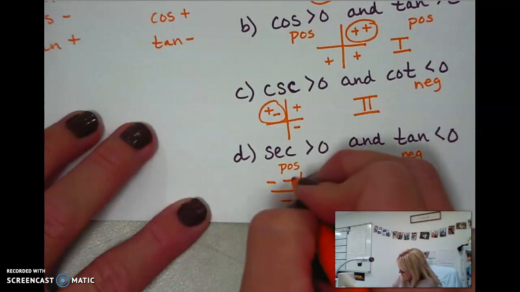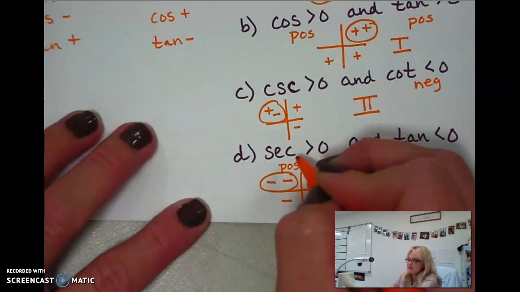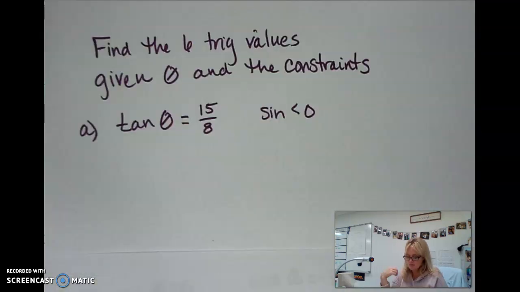And hopefully you ended up getting quadrant 2. The secant is the same as cosine, sine, and the tangent is already given. So this is how we're going to use this. Up until this point, we've been looking at all of our thetas or our triangles being graphed in just quadrant 1. But now we're going to have some constraints.